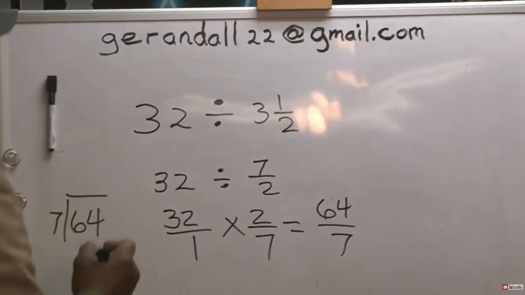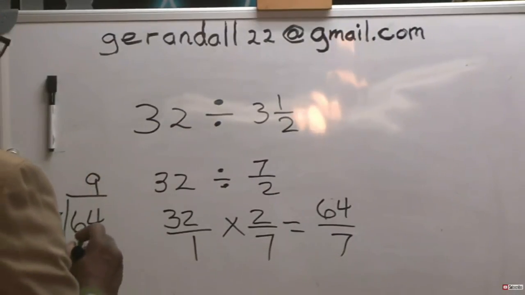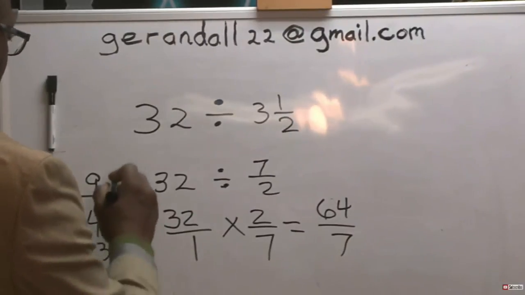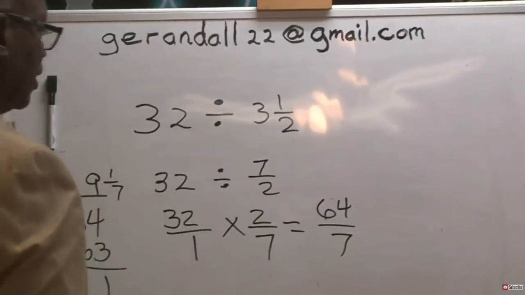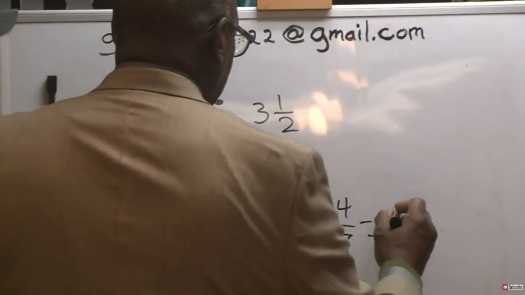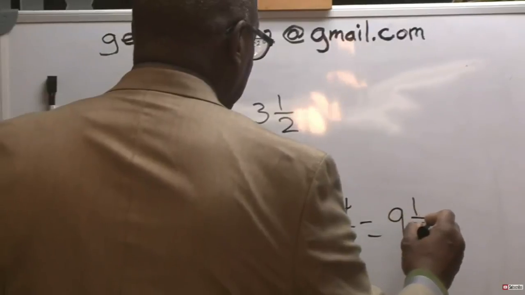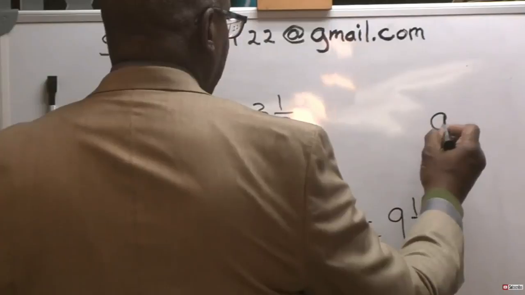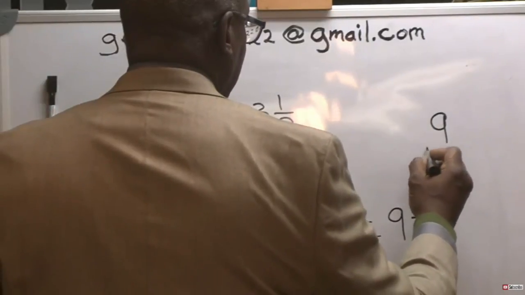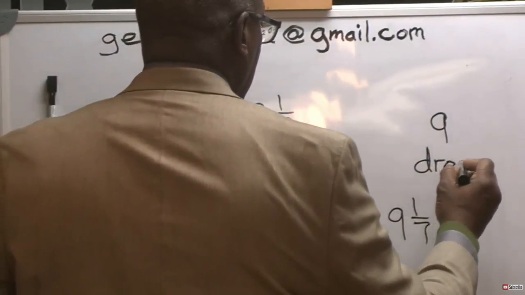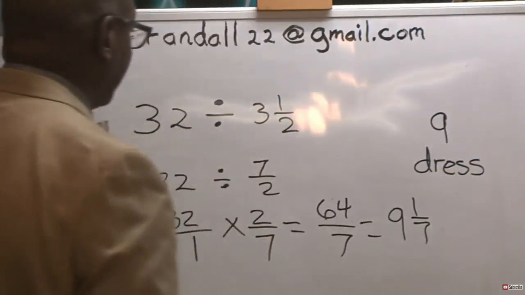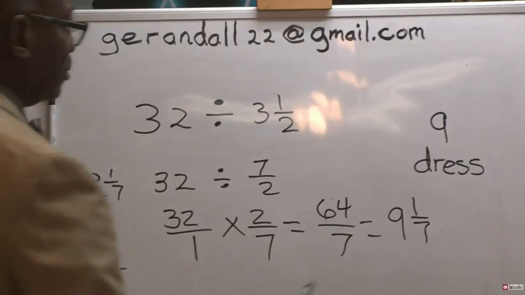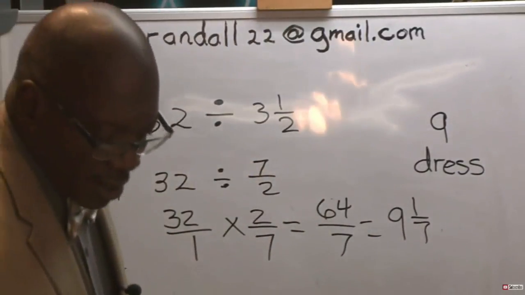And again, 64 is in the house. 7 is your divisor. 9 times 7, 63. So we can make, in this case, 9 1/7 dresses. We can't make a 7th dress, so we would have 9 dresses that we make out of 32 yards. Okay? Very good.